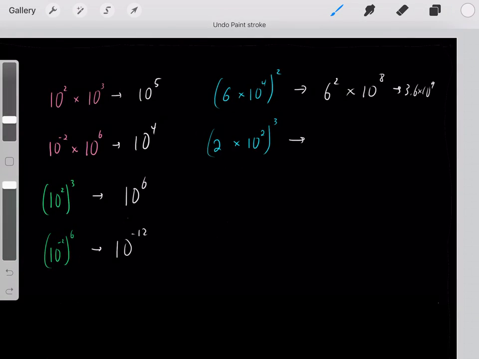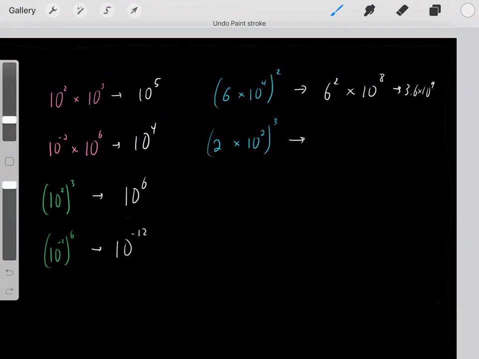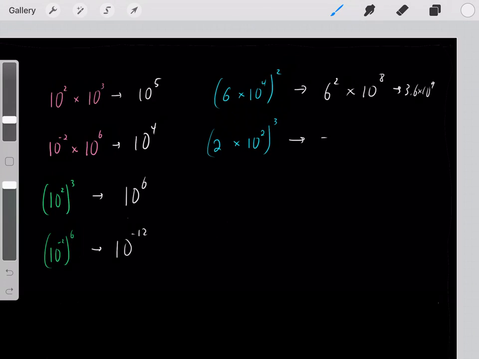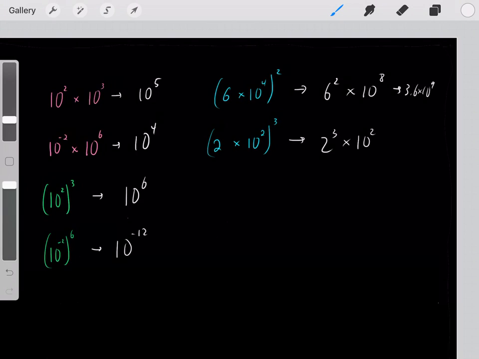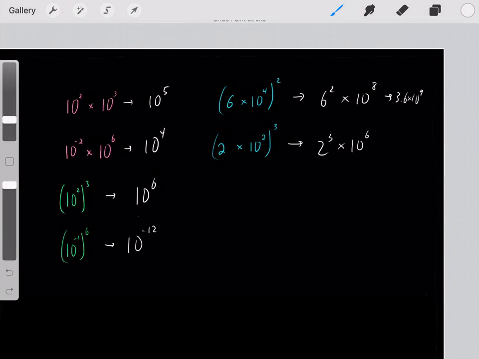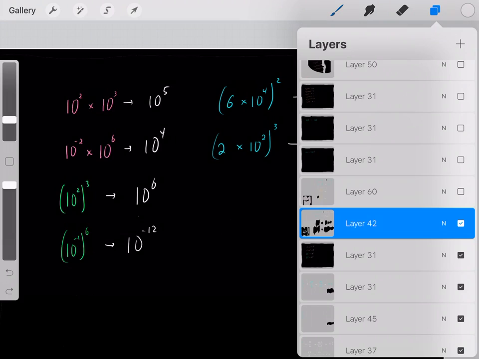So what about this guy? Again, when you have some expression to a power, you need to take that power and give it to all the parts of the expression, all the parts are affected by that power. So this would essentially be 2 to the 3 times 10 to the 6, because again, when you have a power to a power, you multiply them. So now we know this is equal to this.